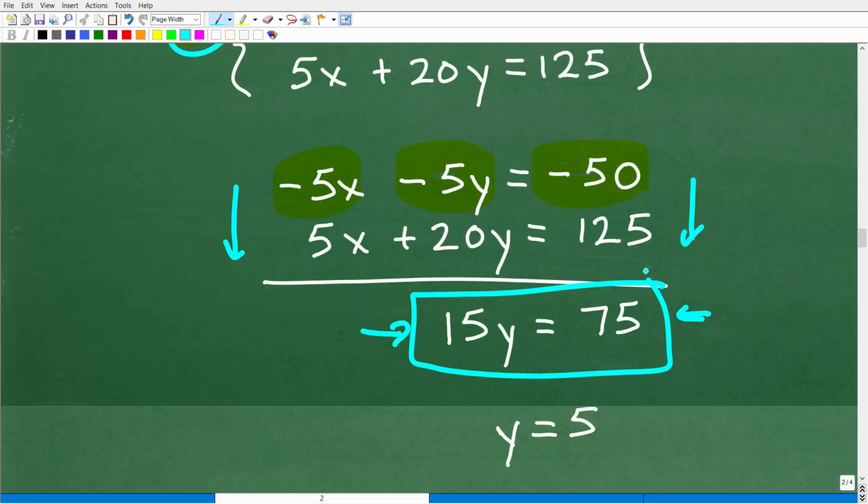15y is equal to 75. All I have to do is divide both sides of the equation by 15, and I get y is equal to 5. So that is pretty awesome. Now, what do we do from there? Well, you have all different sorts of options.